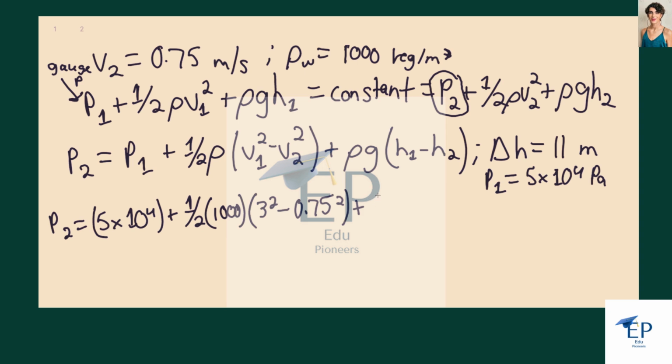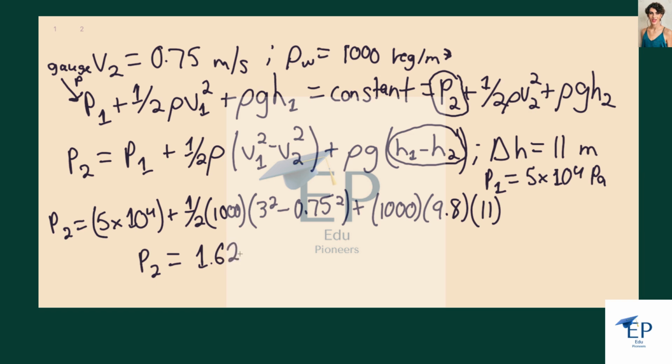plus, of course, the density, again, 1,000, the acceleration of gravity due to the Earth, which is 9.8, and then delta H here is going to be 11. So for this entire term here, this is simply 11 meters, because that is the height difference between the first section and the second section of the pipe. Now we simply need to plug this into a calculator, and we find that the gauge pressure here is going to be 1.62 times 10 to the 5th pascals.